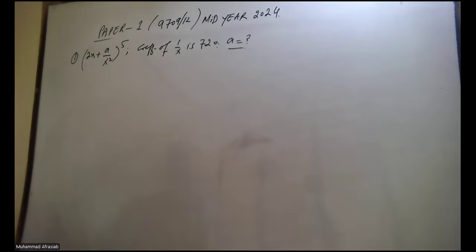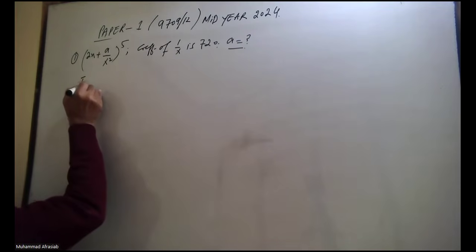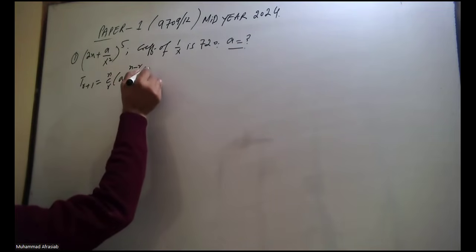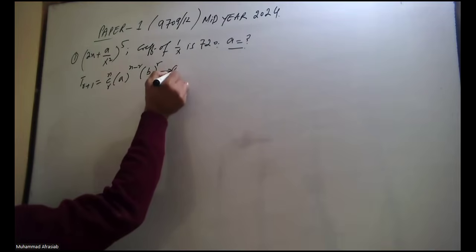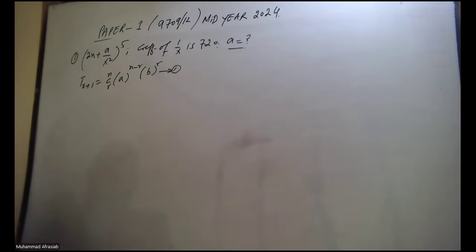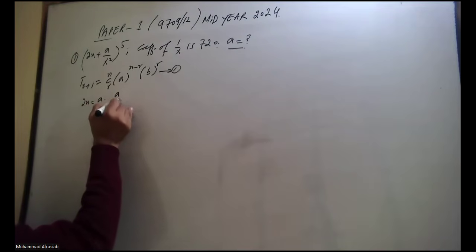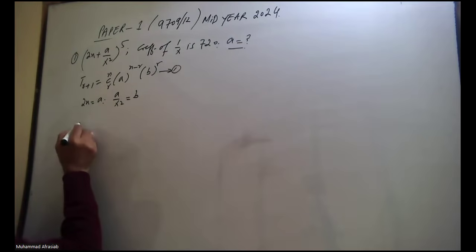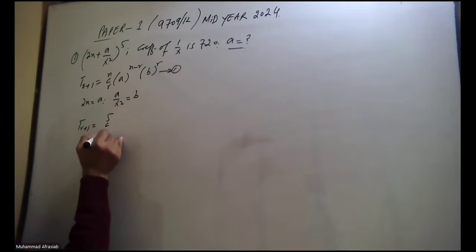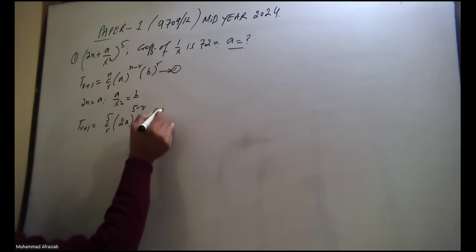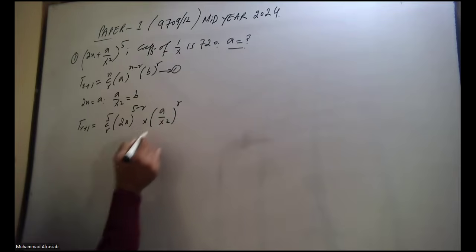Now, we can use the formula T(r+1) = nCr a power n minus r into b power r for the term of the binomial expansion. Since 2x is a and a over x squared is b, this formula becomes T(r+1) = 5Cr into (2x) power 5 minus r into (a over x squared) power r.